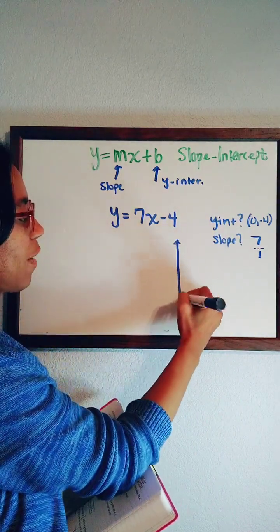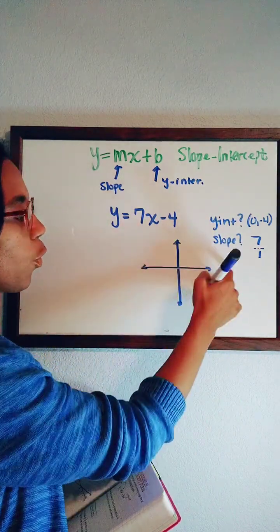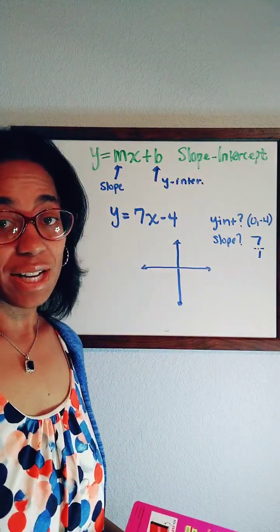Now, if I wanted to graph this line, where would I begin my graph? Because I have to start at some point.